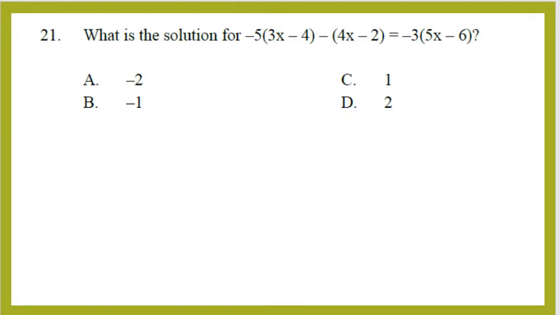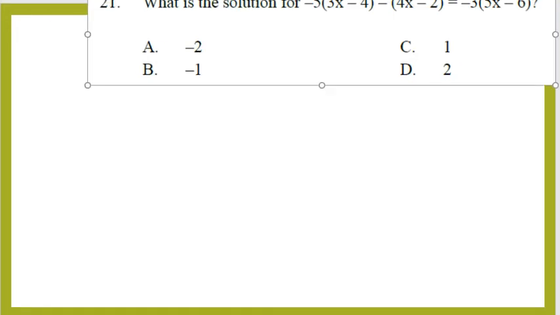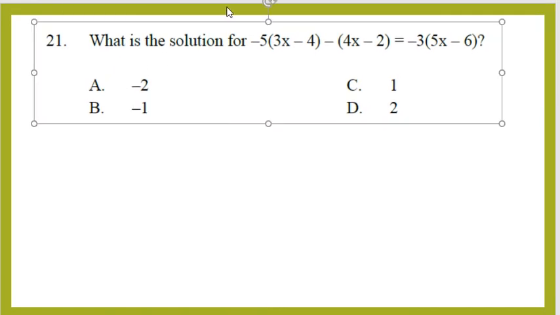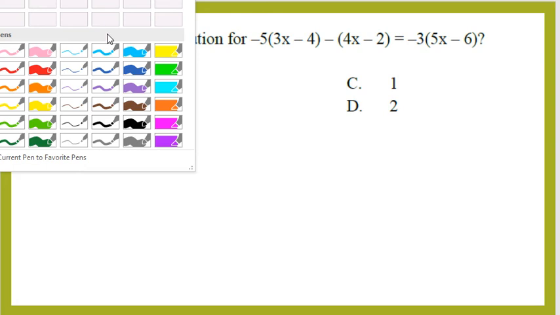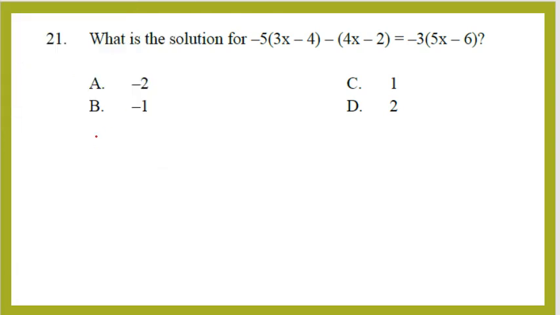Question number 21, as you see here, it is a linear equation with one variable. So first of all, to solve this linear equation, we have to remove the bracket. We have to distribute the numbers in front of the bracket. This -5 will multiply each of them, and the negative here has to be distributed. And in the same manner, to the right side, -3 has to multiply each of them.